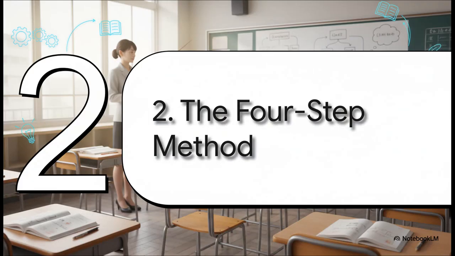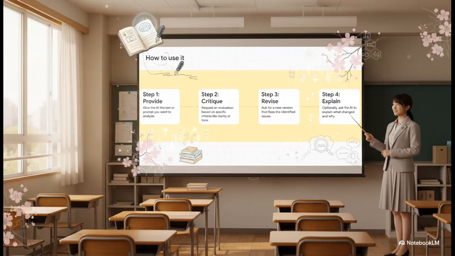Okay, so how do you actually put this into practice? It's really simple, just a straightforward 4-step method you can start using right now. First, just give it your content. Copy, paste, you're done. Step 2, and this is the most important part, ask for a critique. Be specific. Ask about things like clarity or tone or whatever matters to you. Third, once you have that, ask for the revision based on its own critique. And finally, this last step is optional but so powerful. Ask the AI to explain what it changed and why. That's how you really start leveling up your own skills.